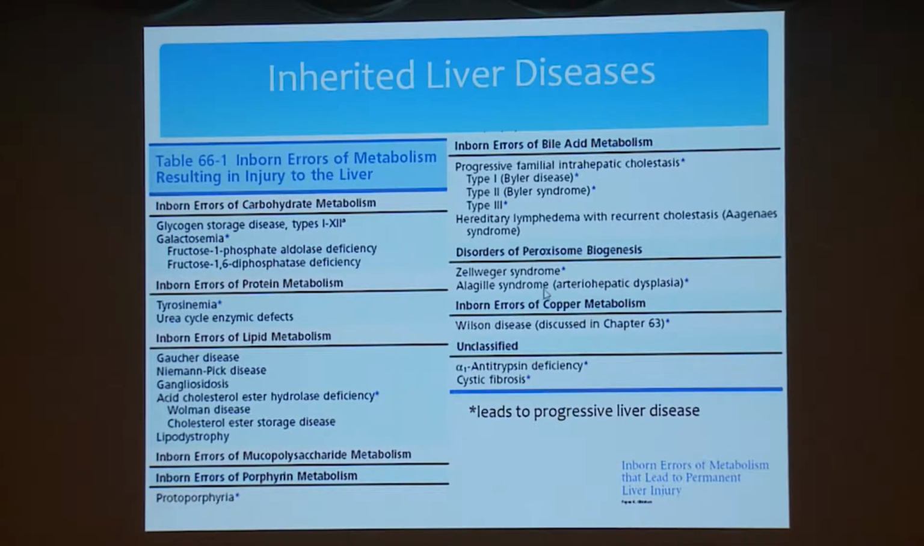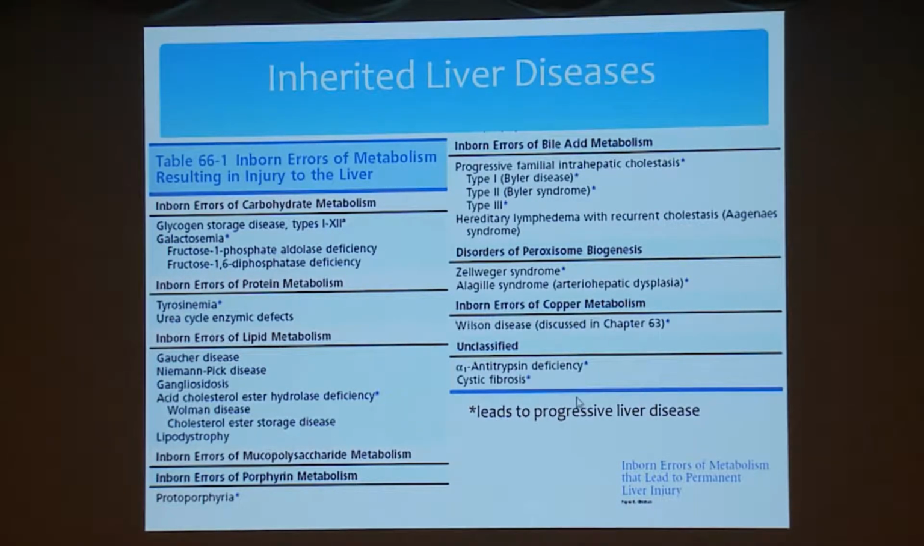Alagille syndrome is also a multi-organ problem that can have heart deformity and also hepatic dysplasia. Wilson disease is the most common one among these, and I will discuss Wilson disease further. It is a defect in copper excretion leading to copper overload. The last 2 here are more common in Caucasian populations rather than Asians: alpha-1 antitrypsin deficiency and cystic fibrosis.